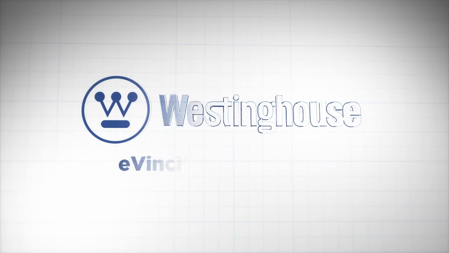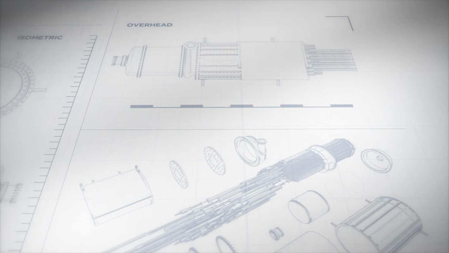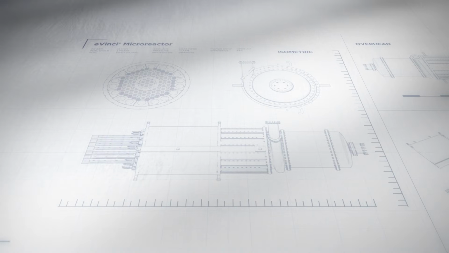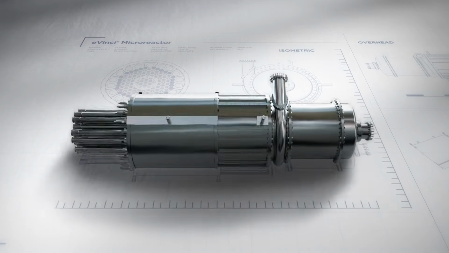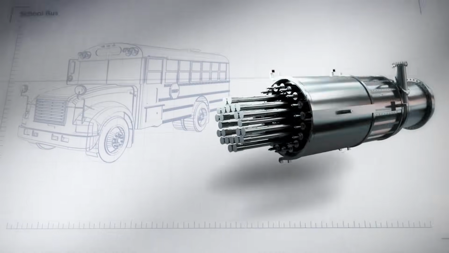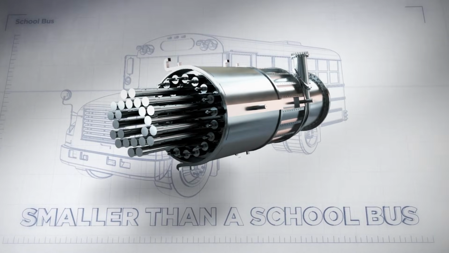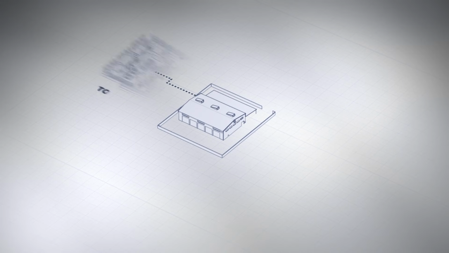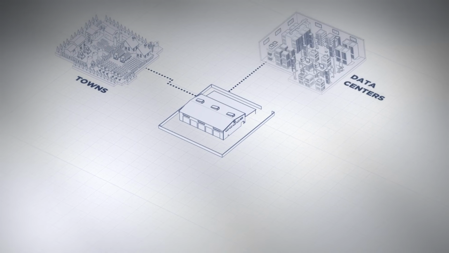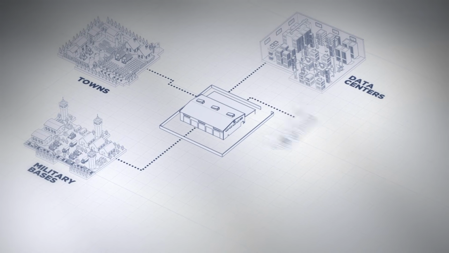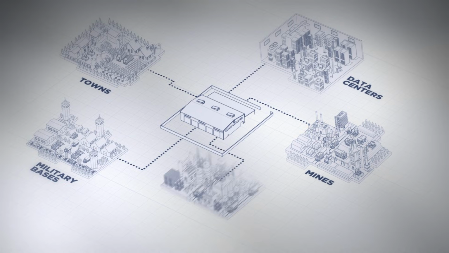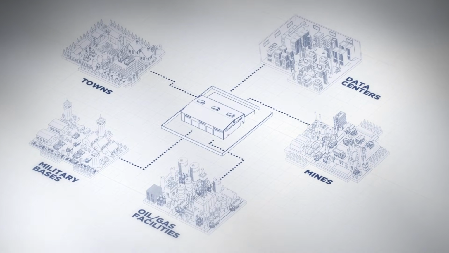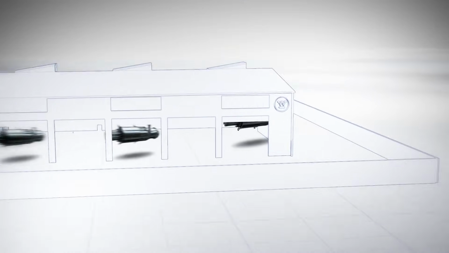Meet the eVinci Microreactor from Westinghouse. A breakthrough technology that will make clean and constant energy possible anywhere. Constructed and fueled in a factory, these nuclear batteries are smaller than a school bus and live inside compact, above-ground facilities. They can power towns, data centers, military bases, mines, or oil and gas facilities continuously for decades, swapping in fresh reactors about once every 10 years.